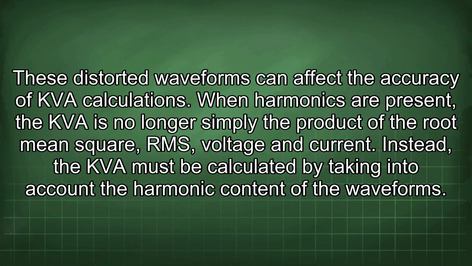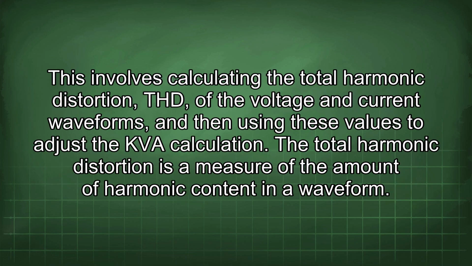When harmonics are present, the KVA is no longer simply the product of the root mean square, RMS, voltage and current. Instead, the KVA must be calculated by taking into account the harmonic content of the waveforms. This involves calculating the total harmonic distortion, THD, of the voltage and current waveforms, and then using these values to adjust the KVA calculation.